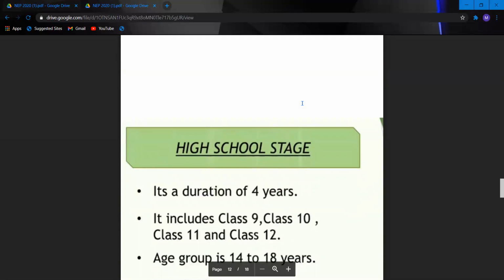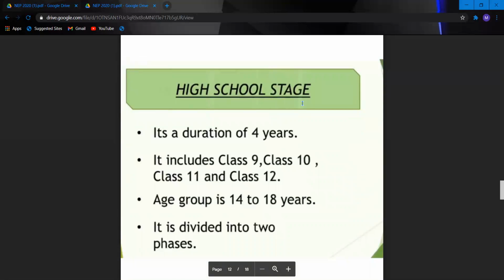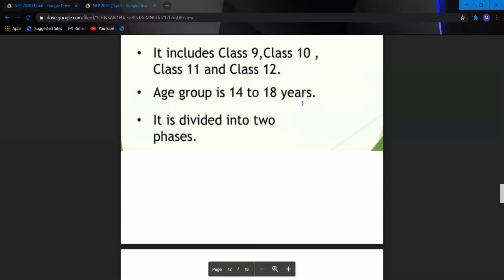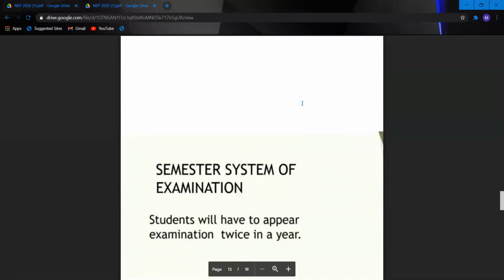Then moving on to the high school stage. It is also very important. We all need to understand this stage in detail because it is going to change the whole scenario for students. The duration of this stage would be 4 years and it will include classes 9th, 10th, 11th, and 12th. The age group for this stage would be 14 to 18 years. It is divided into 2 phases. Now let us understand how it is divided.